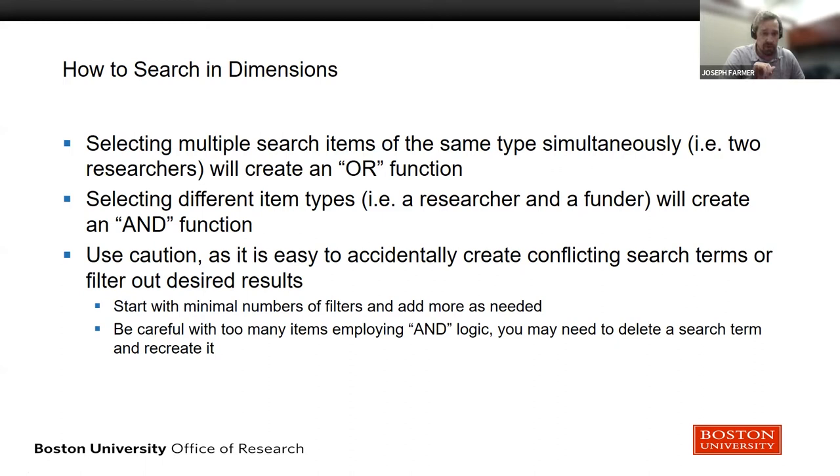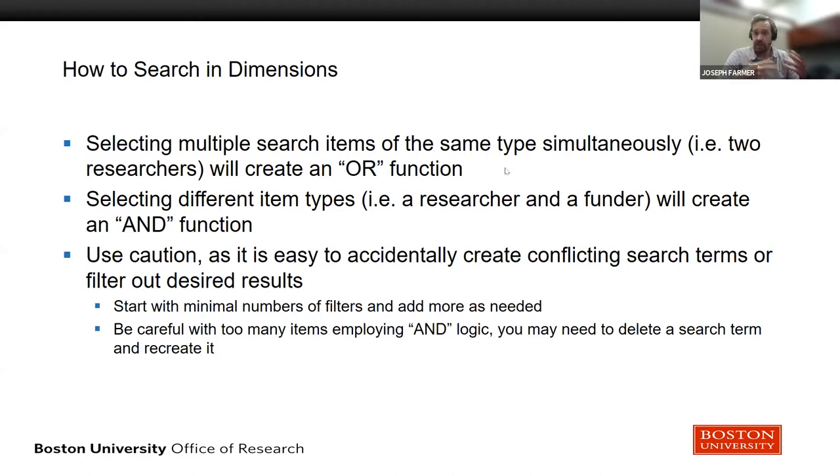So two researchers, let's say, and you select them together, that will automatically create an or function. It's looking for author A or author B. If you select things independently, not multiple at a time, but a researcher, and you search, and then you add a funder to that, it creates an and function. So looking for researcher A and funder A. So all of a sudden you're getting a slightly different approach.